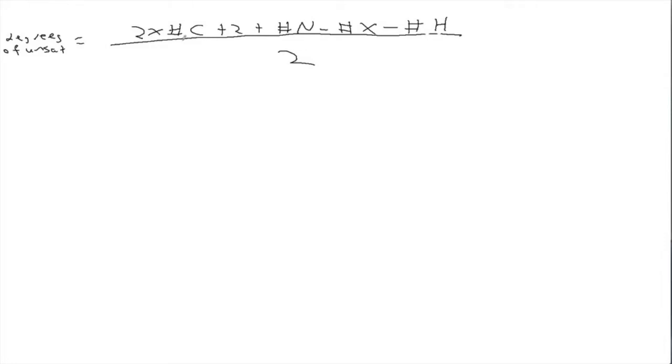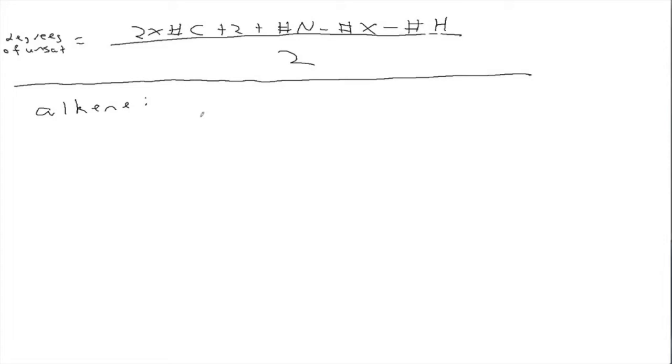All right, so here's our formula for degrees of unsaturation. Let's say that a compound has an alkene. How would you be able to detect that from the spectroscopy data? You can go ahead and look at your tables. You'd see a peak just above 3,000.